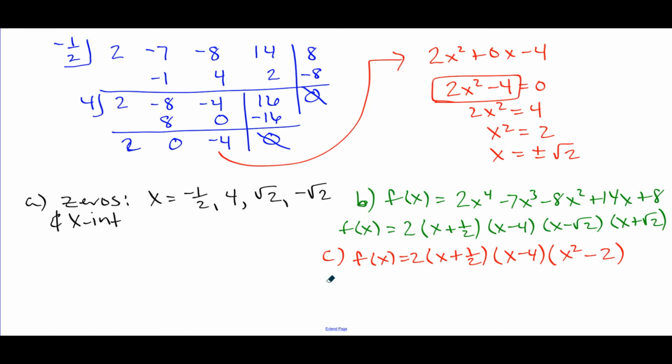And then finally, part D asks us to factor over the set of integer numbers. So everything in the part C answer is an integer value except the 1/2. So if I just distribute this 2 into this first parenthesis, then that will take care of that. So I get 2x plus 1, and then the x minus 4, and x squared minus 2.